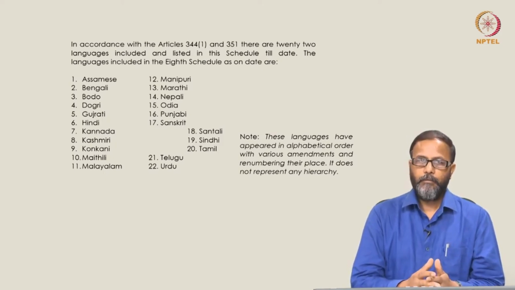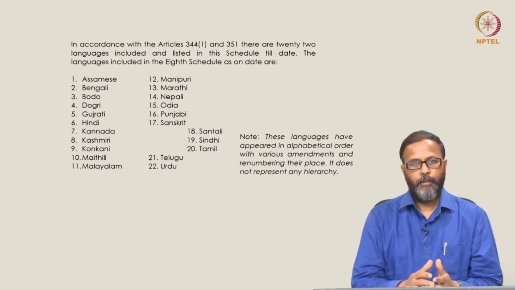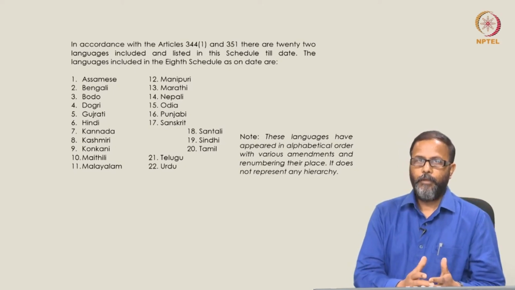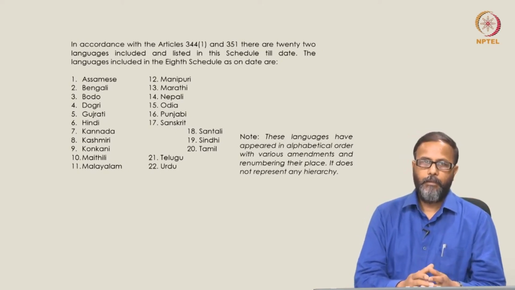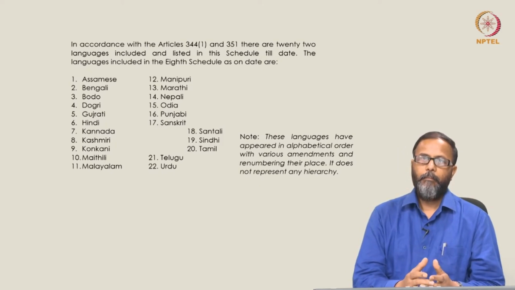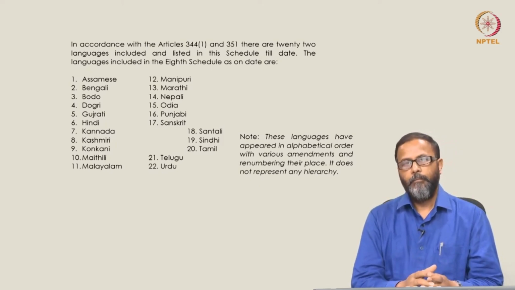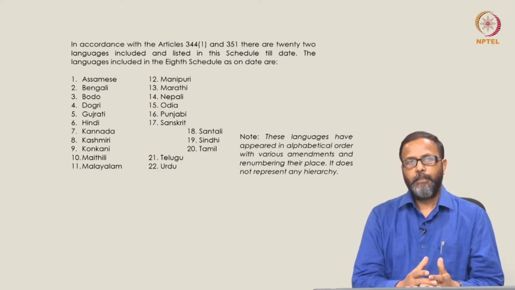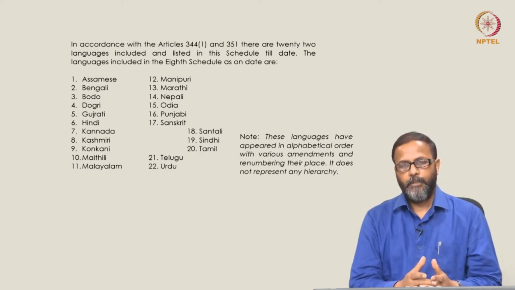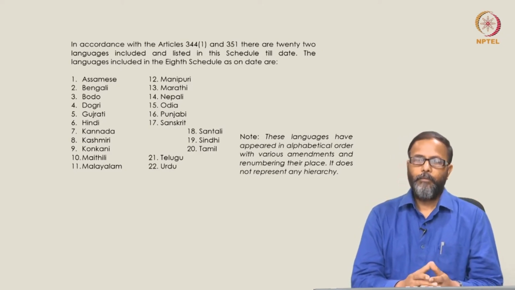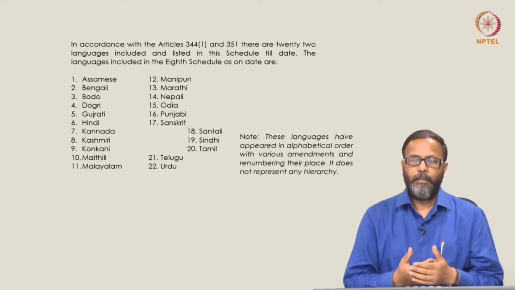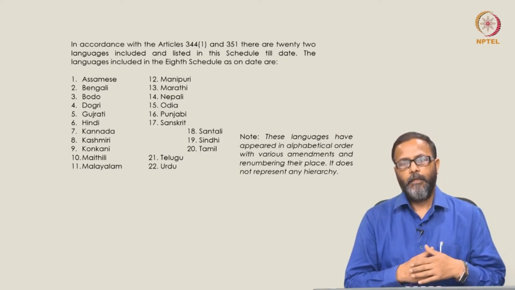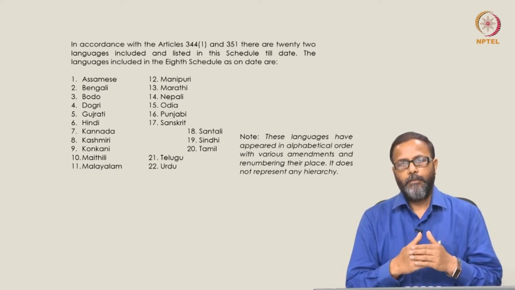And what are these languages? Assamese, Bengali, Bodo, Dogri, Gujarati, Hindi, Kannada, Kashmiri, Konkani, Maithili, Malayalam, Manipuri, Marathi, Nepali, Odia, Punjabi, Sanskrit, Santali, Sindhi, Tamil, Telugu and Urdu. So appearance is purely alphabetical with no value judgment and no hierarchical status attached to these languages.